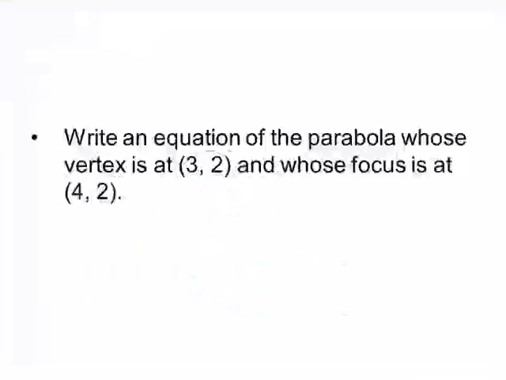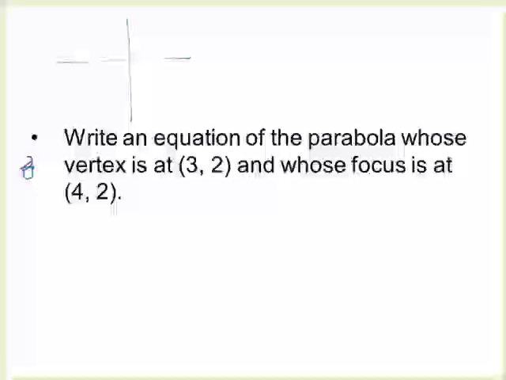Try the next one. Okay, so I'm going to begin by plotting the points to get an idea of how this thing is directed. So I have a vertex at 3, 2, and a focus at 4, 2. So this is once again horizontal facing. If that focus and vertex were above each other, then it would be vertical facing. So for horizontal facing, we have y minus k squared equals 4p times x minus h.